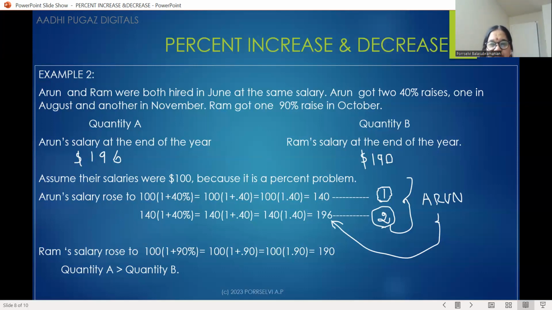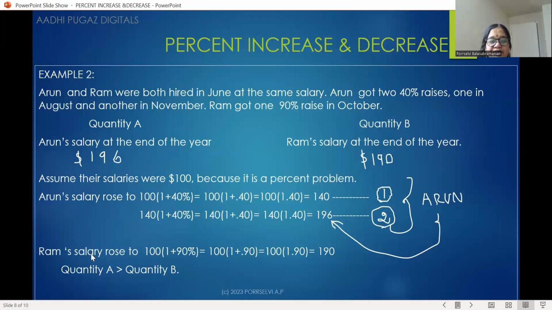The second time, Arun is getting a 40% raise again. So from 140 you need to add this 40% raise. This second increment is not based on 100. The second increment is based on 140. So again 40%: 140 times 1 plus 0.4, we are getting 196. This is Arun's salary at the end of the year.